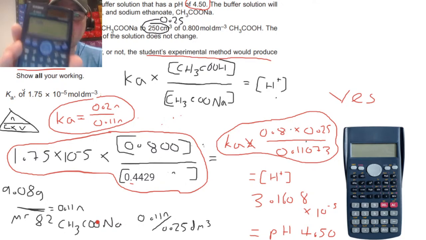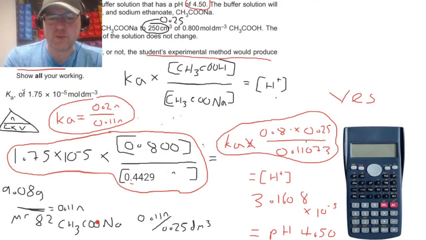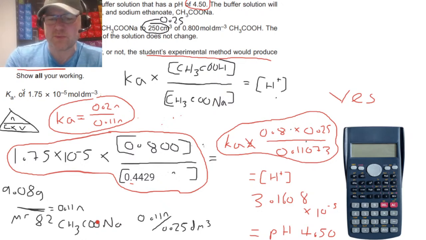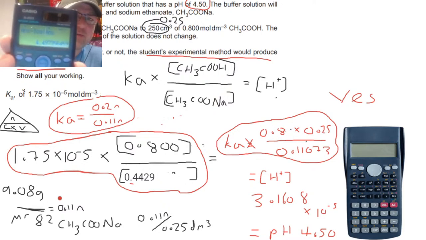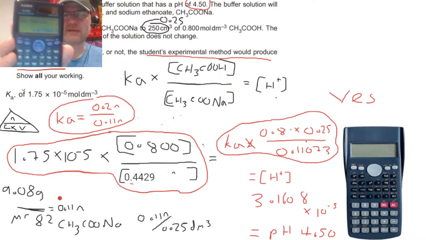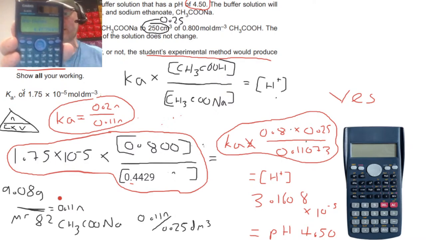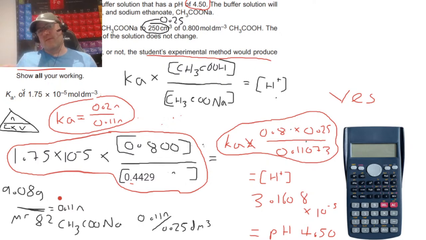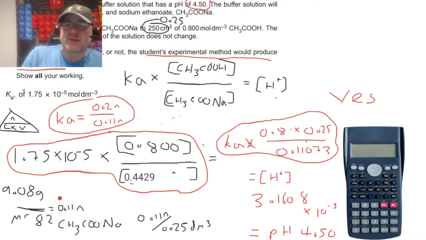So you can do it concentration wise, 0.8 divided by 0.44, or 0.4429, whatever, and you're going to get the same multiplier of 1.8 that you then multiply by 1.75 times 10 to the minus 5. You're going to get the same hydrogen ion concentration roughly. When I do it with the concentration, I get 4.497, so it might seem a little more accurate, but realistically, that's just my calculator doing its own business because I haven't rounded when I do it that way. And then you'd round that up to 4.50 and say, yes, the student is correct. 4.497 or 4.50, they are correct with the pH on this one.